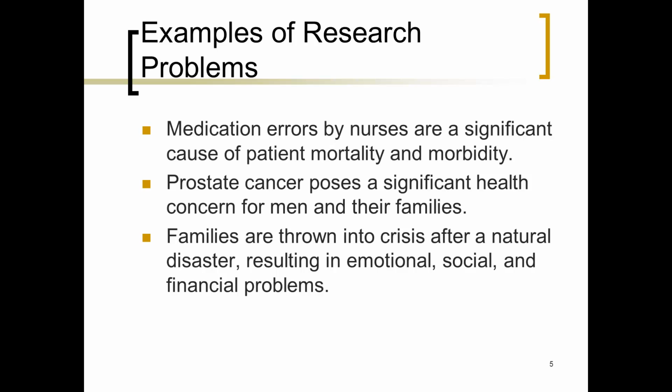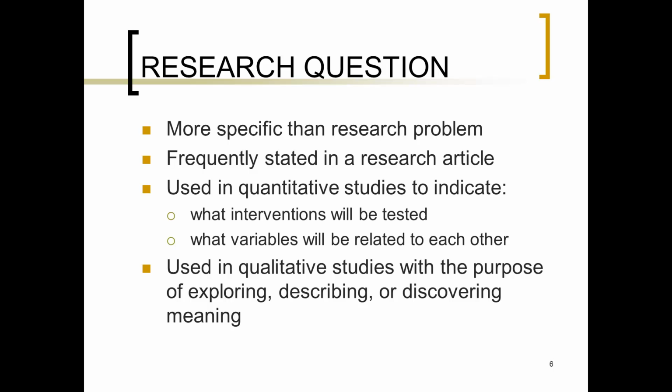Examples of research problems might include: medication errors by nurses are a significant cause of patient mortality and morbidity. So kind of like, why do we have nursing errors? What's going on with that? It's a problem. Prostate cancer poses a significant health concern for men and their families, or families are thrown into crisis after a natural disaster resulting in emotional, social, and financial problems. So what do we need to know and what do we need to do about these problems?